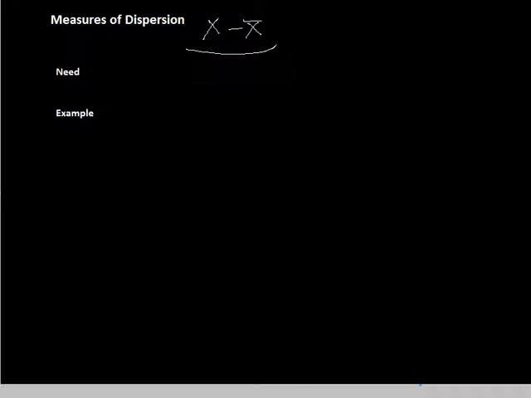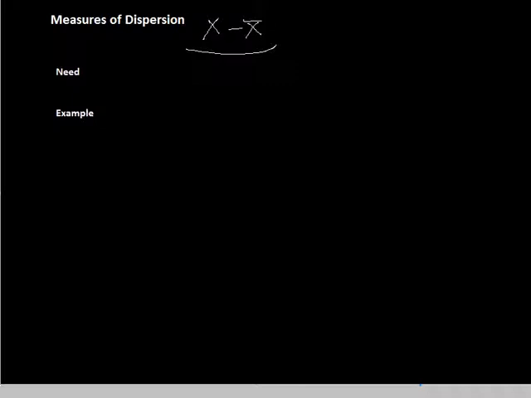So if x is your individual observation and x bar is the mean of the series, then x minus x bar is essentially the measure of dispersion. Now, what is the need for understanding the measure of dispersion?